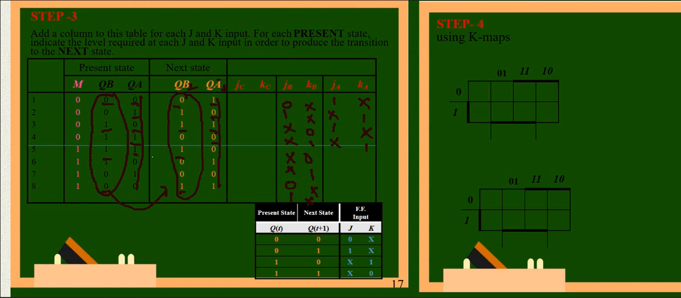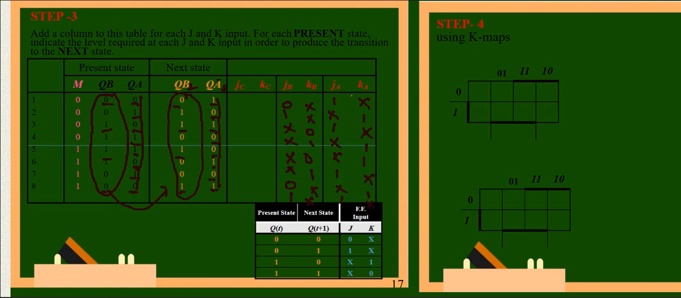So here 1 and 0 are there. 1 to 0 we go with don't care, 1, and then we do 0, 1. Sorry, it is 0 here and 1 here. So 0 to 1 is 1, don't care, and then we have 1 to 0 here. 1 to 0 is don't care, 1, and the last case, 0 to 1, is 1, don't care.